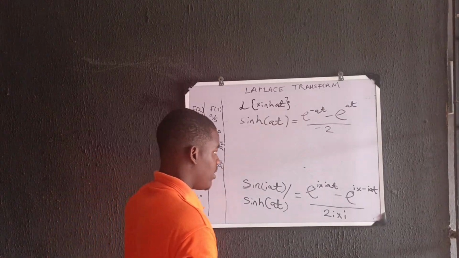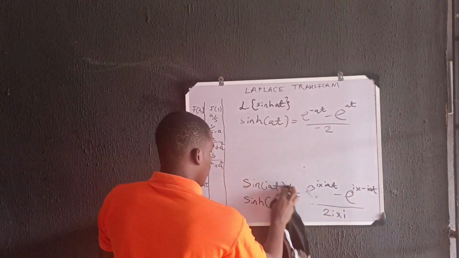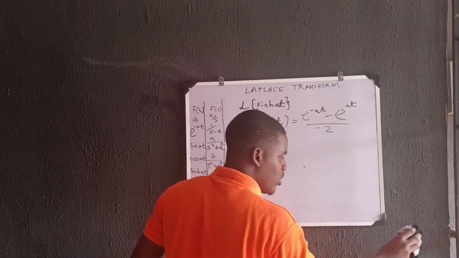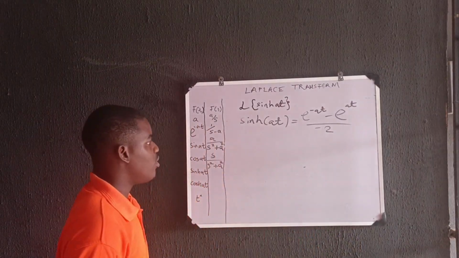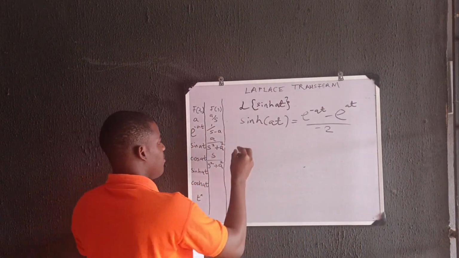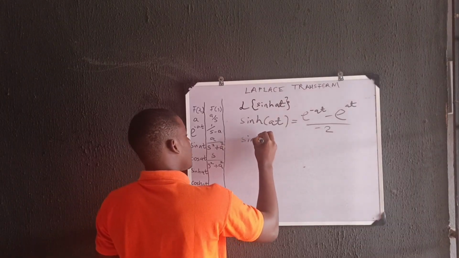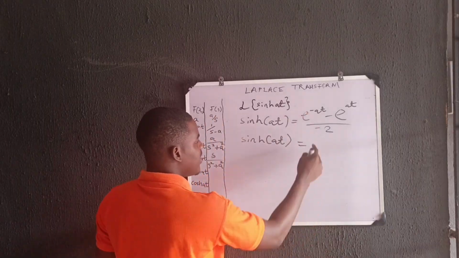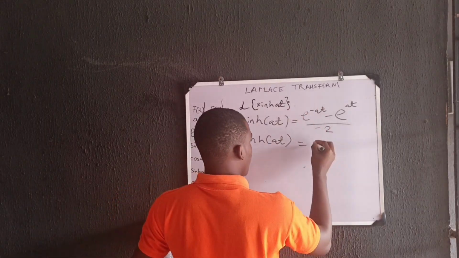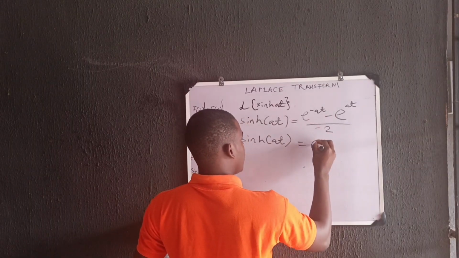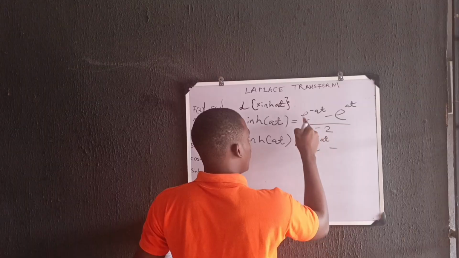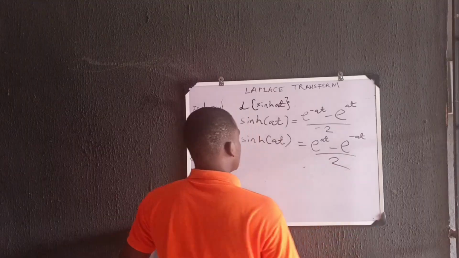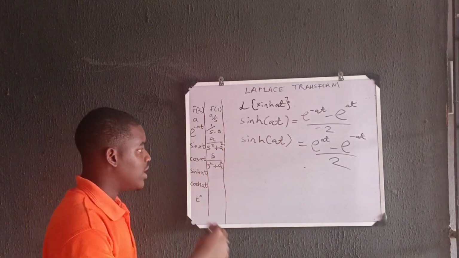So this is what we are having, and we are not going to leave it like this just so it will look very good to the eye. This is what we are going to have instead. We are going to say sine of at is equal to, if you take the negative from here upwards, what is going to happen? This one will become positive and this one will become negative. So this is our answer.